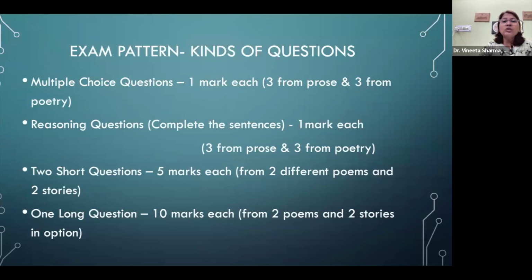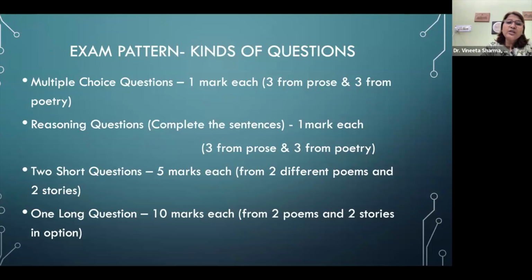See, if we talk about the exam pattern this time, there are basically four types of questions which you get from the play The Tempest also, from Reverie also, and from Echoes also. First is the multiple choice question, which has 1 mark for each question. You will get 3 MCQs from stories and 3 from poems. All right. So 3 stories and 3 poems are going to be asked in the form of MCQs.